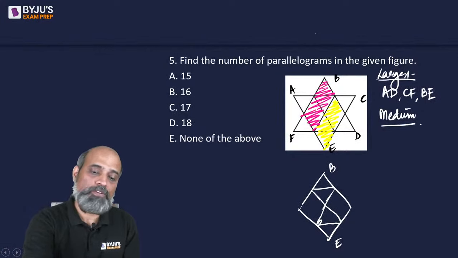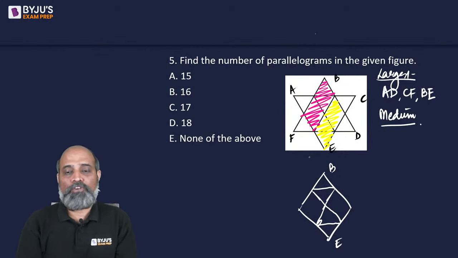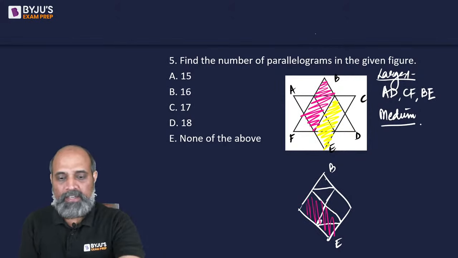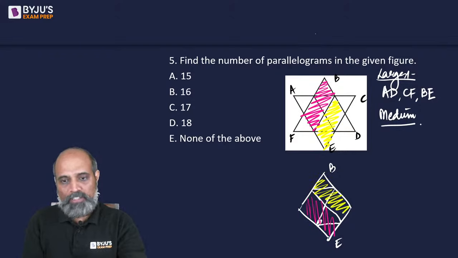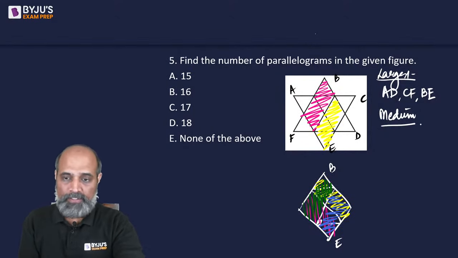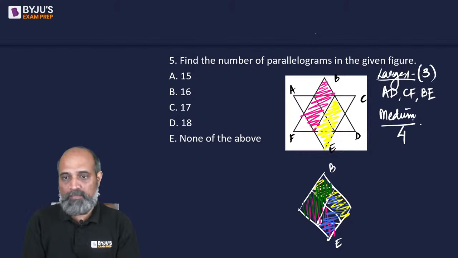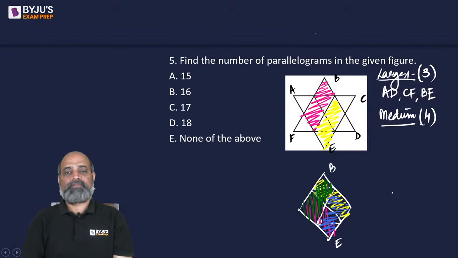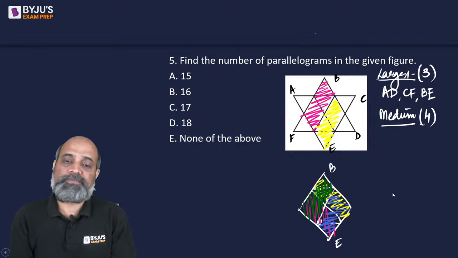Then we will have smaller ones. How many of them? 4 of them. One you are going to have along this, right? Another you are going to have along this. That's 2. Next one you are going to have like this. And the next one you are going to have something like this. So 4 more come out of this itself, right? So medium size 4, largest 3. Do we have any more apart from these 4?